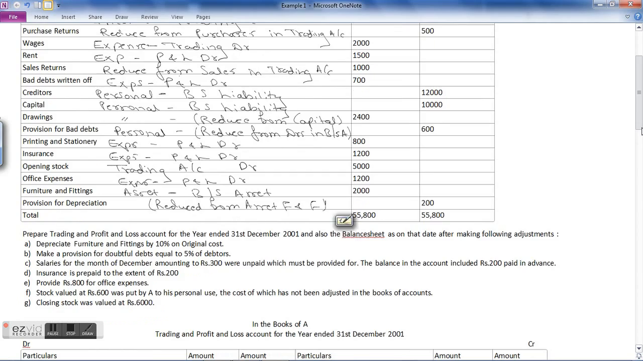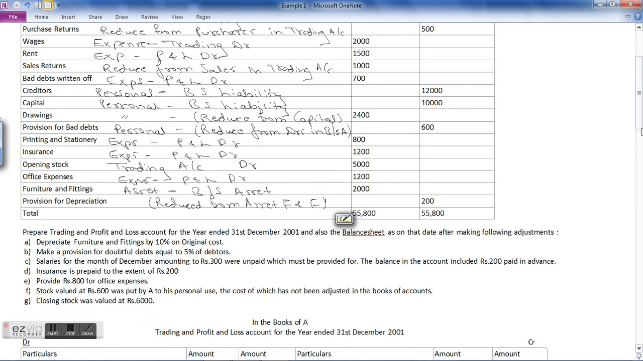Now we'll see all the adjustments that are given here, and let's see what all accounts get affected by these adjustments. Depreciate furniture and fittings by 10% on original cost. So now see the furniture and fittings. The cost of furniture and fittings is 2000. Depreciate it at 10% of the cost, so 10% of the cost will be rupees 200. So the depreciation entry is pending, which we need to pass.